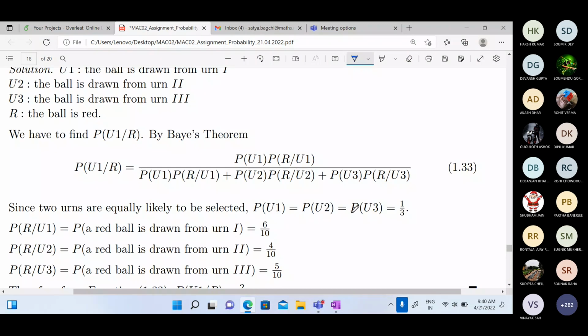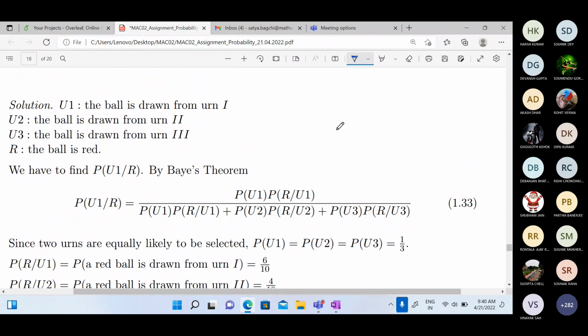The same case we have taken here, Bayes theorem, and similarly we have taken U1, U2, U3, and since in this case it is a red wall, we have taken R as the red wall. Our target is to find the probability of U1, that is, the probability that arm 1 is chosen given that a red wall is chosen.